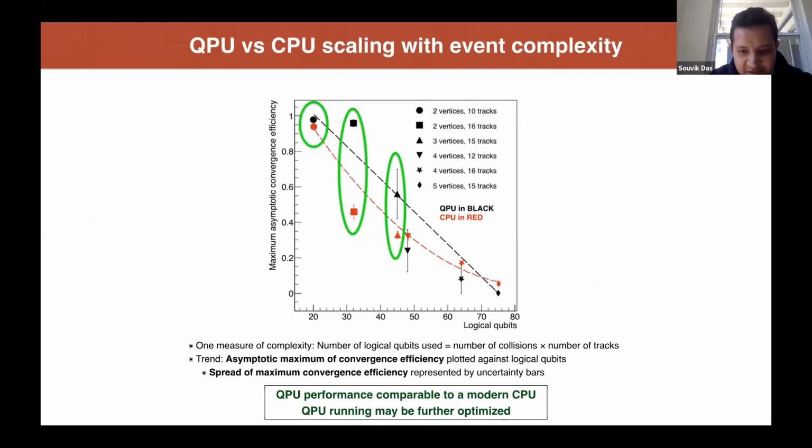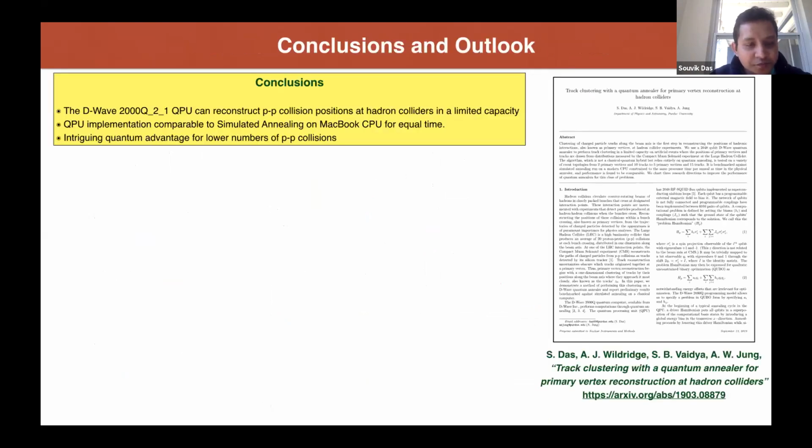On the x-axis is the number of logical qubits, which corresponds to the complexity of the problem. The black dots are the efficiency for solving it using the quantum, and the red dots are the efficiency for solving it using classical. And you can see there's a turnover point. Initially, the quantum is better, and then the classical turns over. But then, finally, the conclusions.